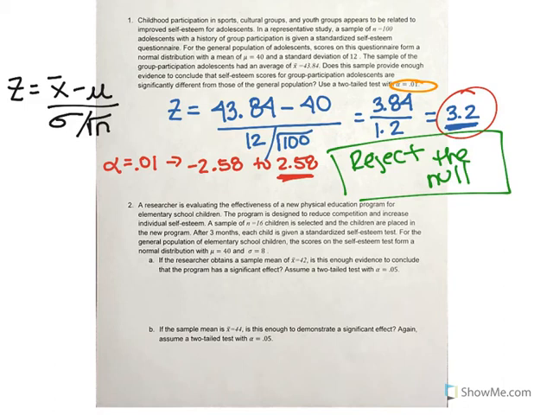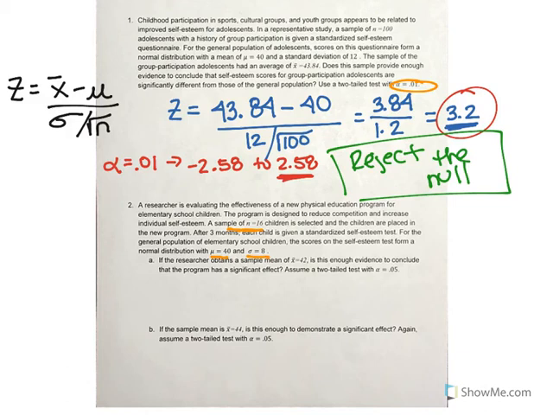It says a researcher is evaluating the effectiveness of a new physical education program for elementary school children. The program is designed to reduce competition and increase individual self-esteem. A sample of n equals 16 children is selected and the children are placed in the new program. After 3 months, each child is given a standardized self-esteem test. For the general population of elementary school children, the scores on the self-esteem test form a normal distribution where the mean is 40 and the standard deviation is 8.